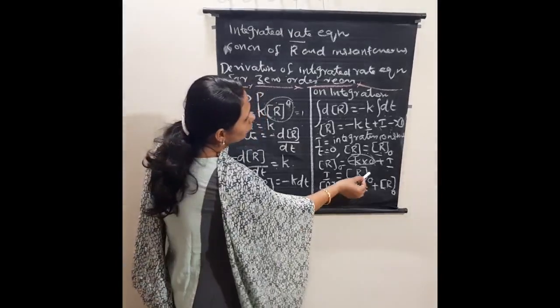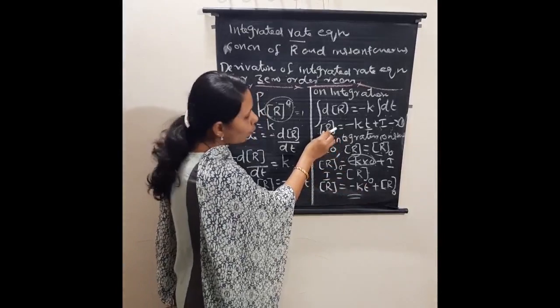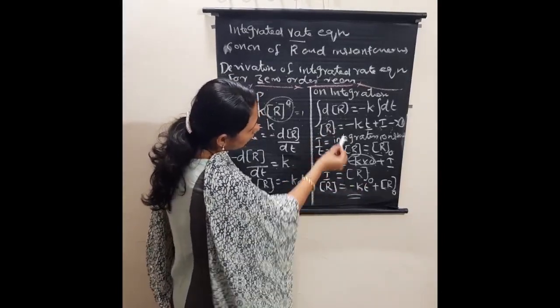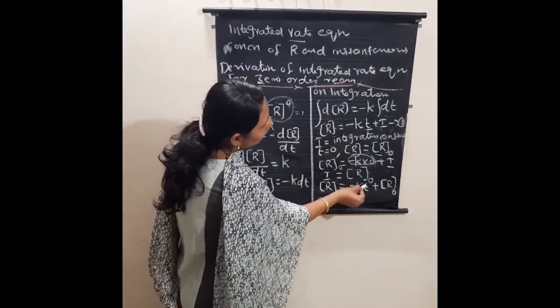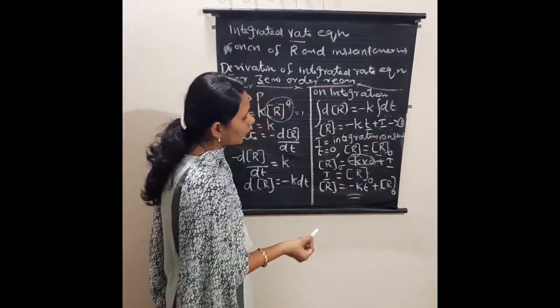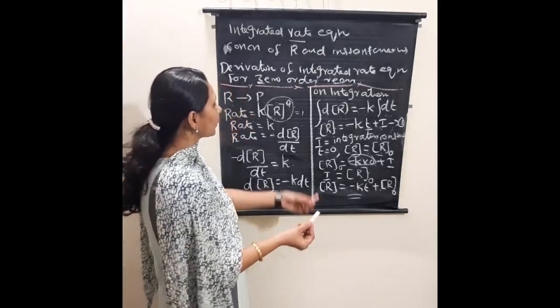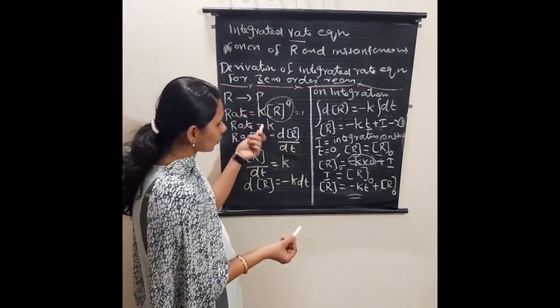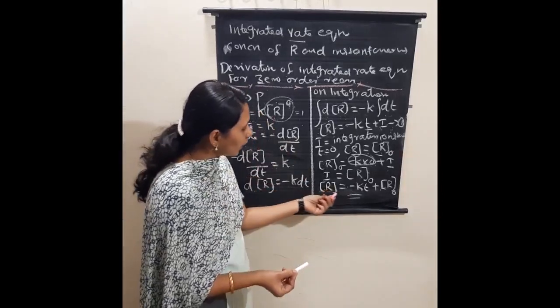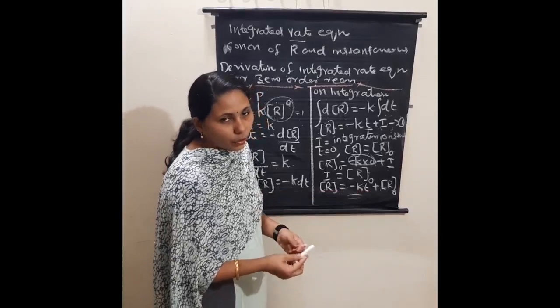Okay. Then substitute this I value in which equation? Our equation 1. So R equal to minus kt plus I, and we are substituting the I value, so R equal to minus kt plus R0. Clear? So from the beginning R gives products. Until here we get the concentration of R equal to minus kt plus R0.